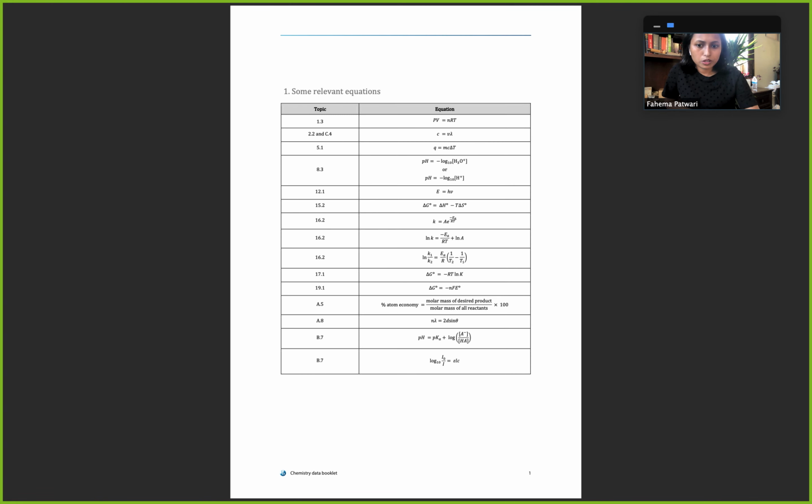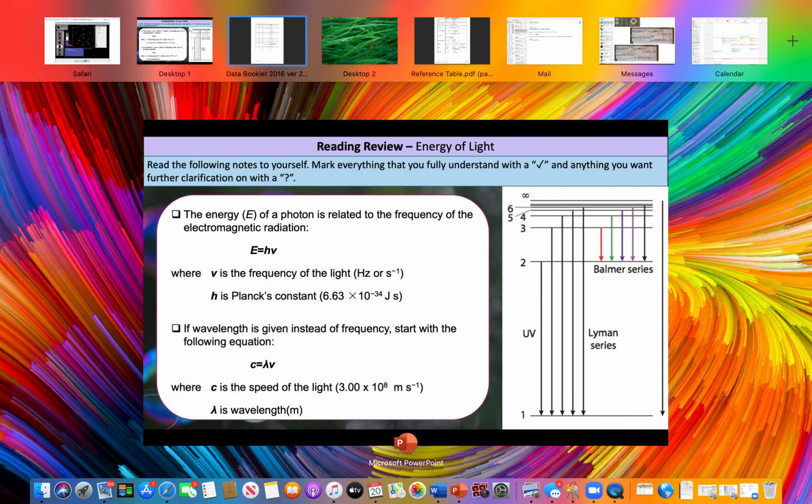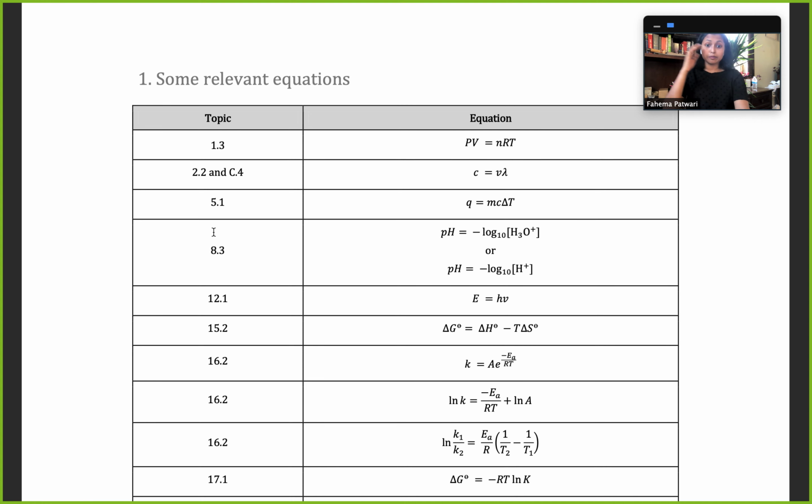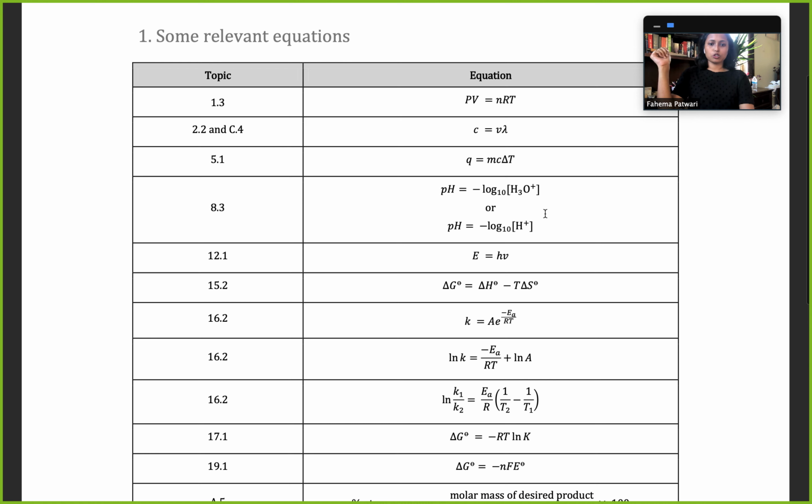So your data booklet has a bunch of useful equations in it, right? And it's listed by topic. So topic 2.2, that's when we learned about light, right? The speed of light is equal to its frequency times its wavelength. We also have here topic 12.1, energy is equal to Planck's constant times its frequency.